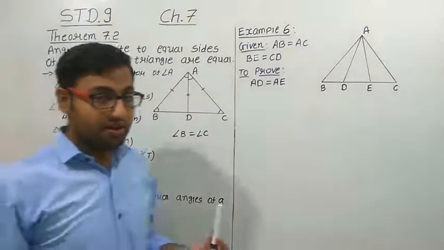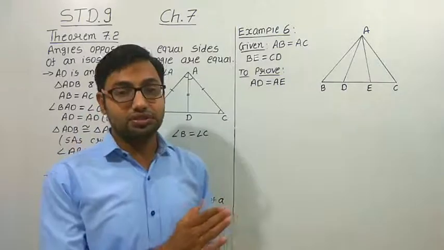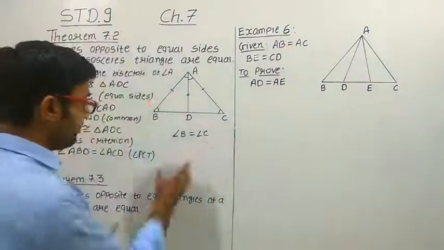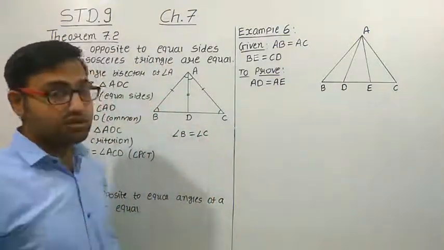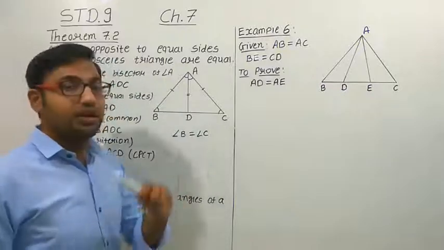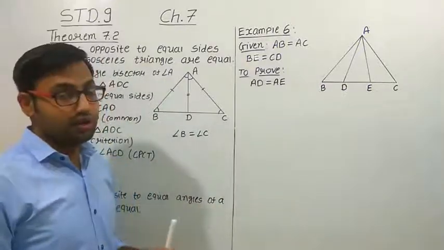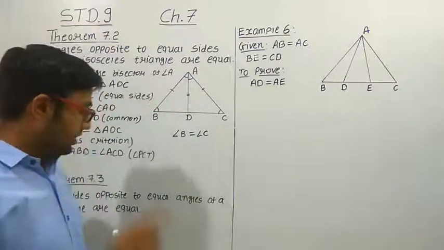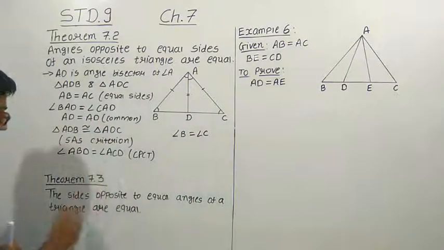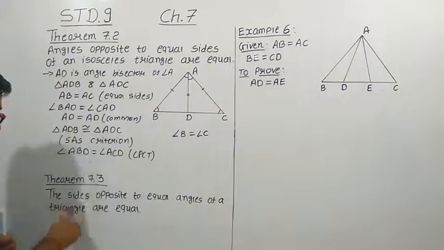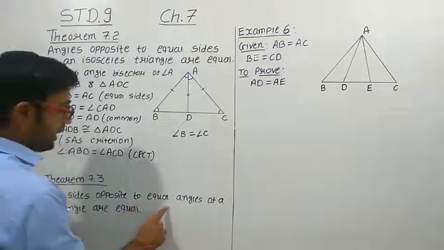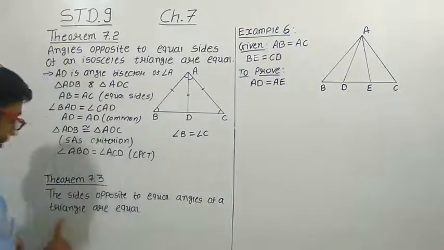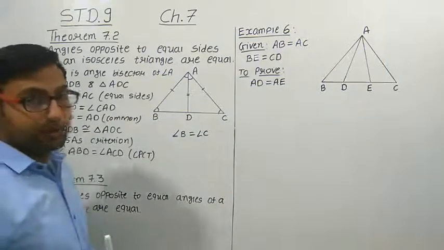Now can we think about the opposite of this? That means if two angles of a triangle are equal, then their opposite sides will also become equal. Yes, that is right, and it is given as theorem number 7.3. The sides opposite to the equal angles of a triangle are equal.